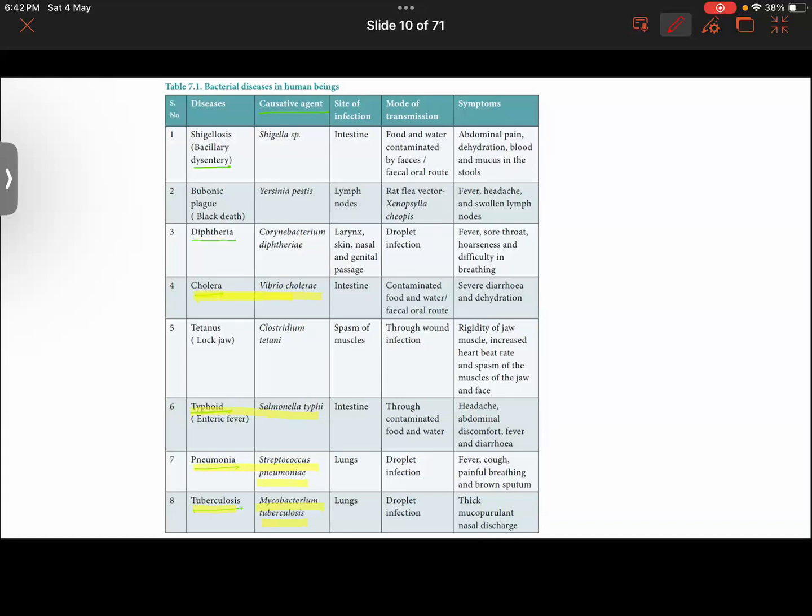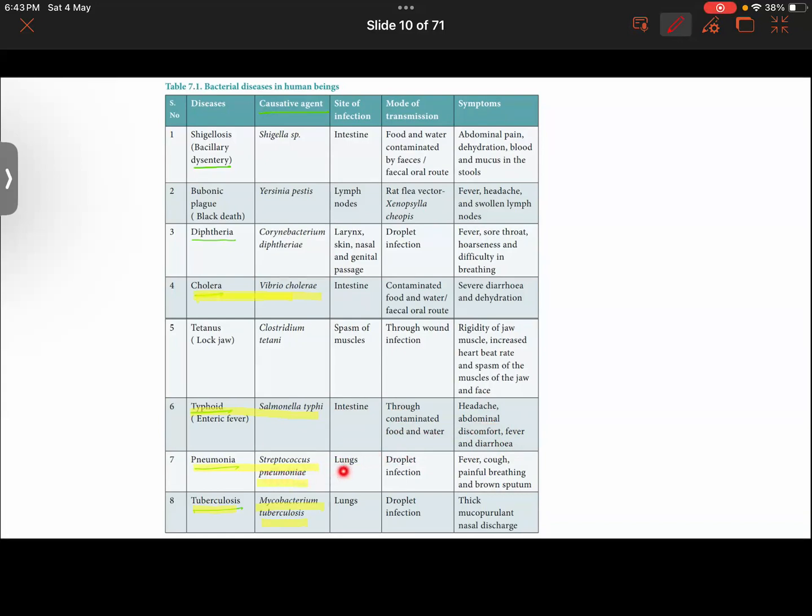Then we also talked about typhoid, caused by Salmonella typhi. It also attacks the intestine, and it's a waterborne disease. It spreads from use of contaminated water and food. Normally, the conditions are as follows: headache, abdominal discomfort, fever, diarrhea. Abdominal discomfort basically refers to discomfort in your stomach region.